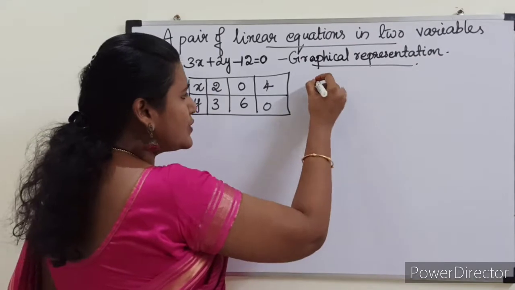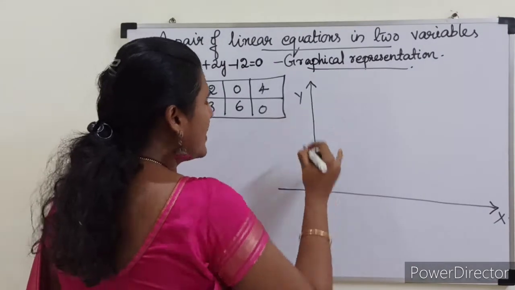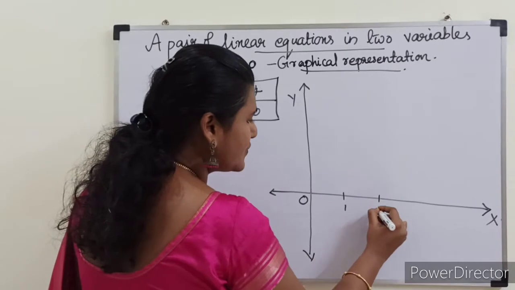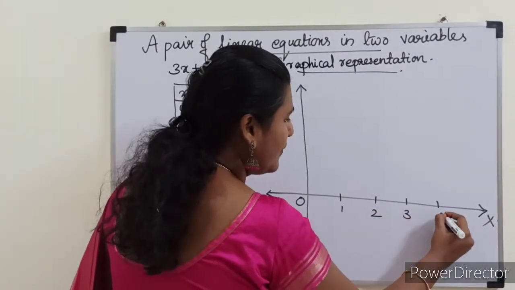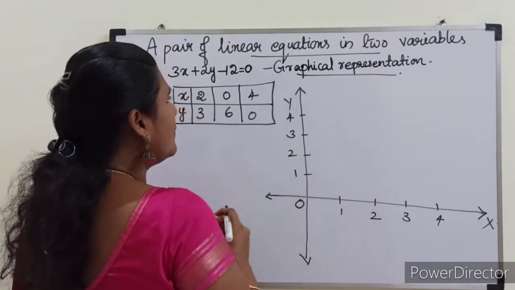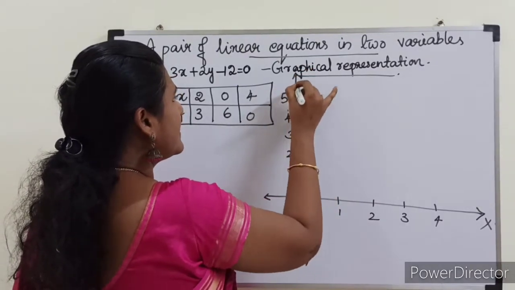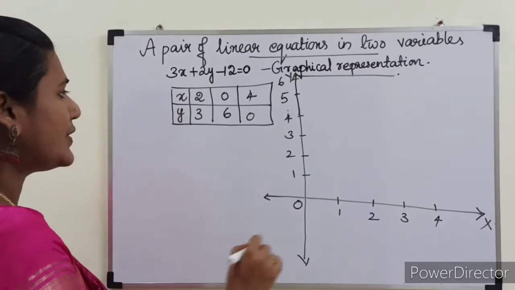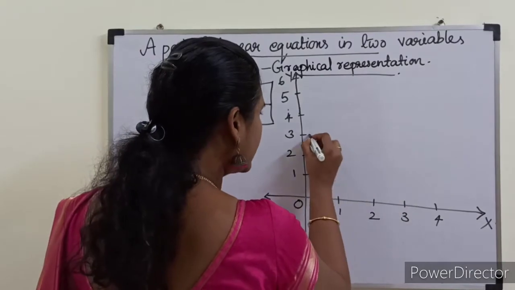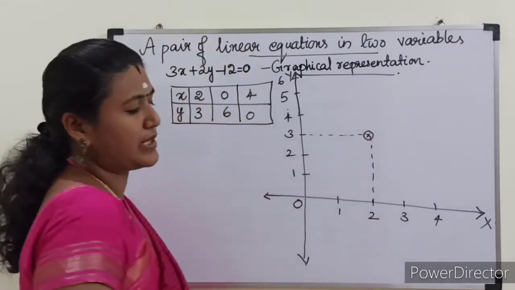So now we are going to draw the graph of this linear equation. So x-axis, y-axis, we are going to plot the points. So here if you see 1, 2, 3, 4, here 1, 2, 3, 4, 5, 6. So here we are going to plot the points. First point 2, 3. So x is equal to 2 and y is equal to 3. So this point is actually 2, 3.